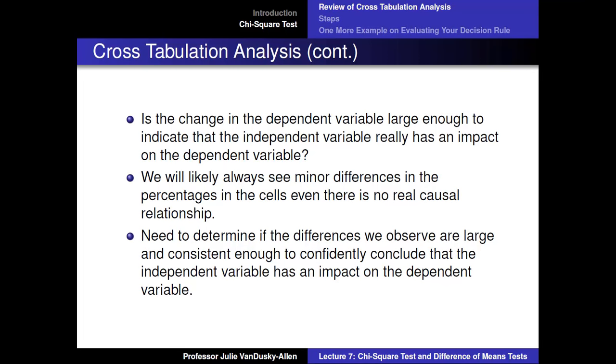However, is this change in the dependent variable across men and women large enough to conclude that the independent variable really has an impact on the dependent variable? We will likely always see minor differences in the percentages in the cells, even when there is no real causal relationship. So we need to determine if the differences we observe are large and consistent enough to confidently conclude that the independent variable has an impact on the dependent variable.